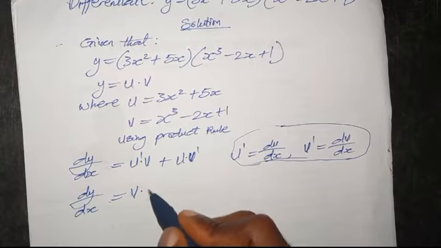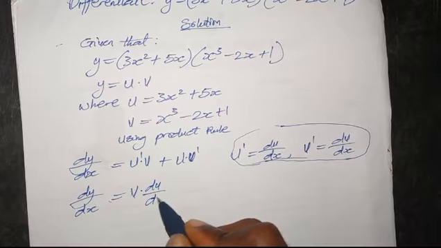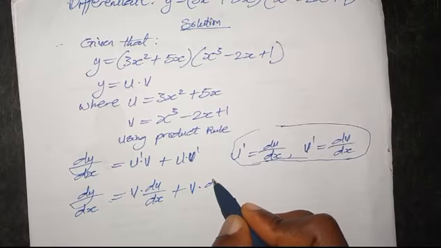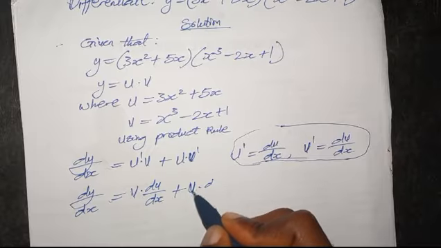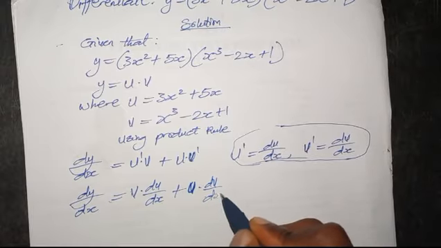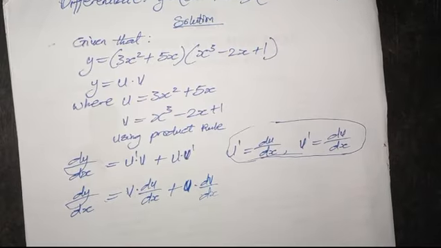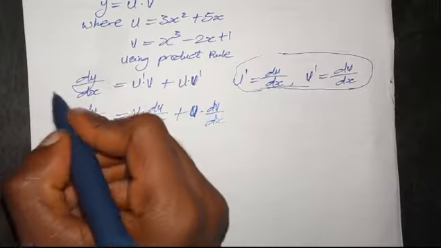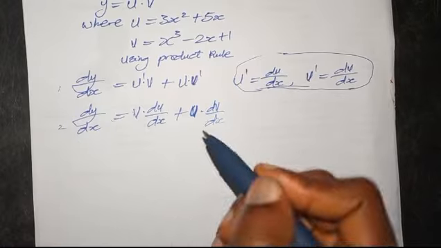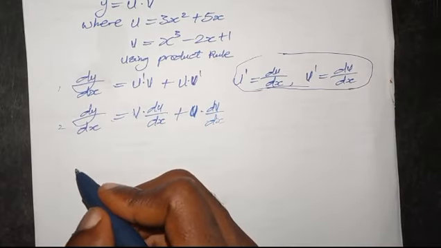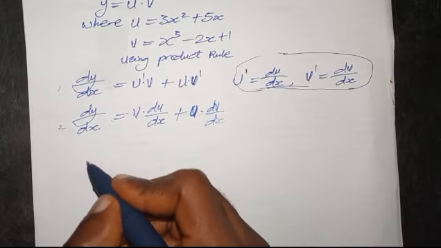In place of putting u prime, they put du over dx, plus u. I started with v, so I don't have to put v again, then u times dv over dx. This and this are the same, so don't be confused there. After bringing in the formula, numbering it 1 and 2 is the same thing, but I like to use this one, which I always like to use.